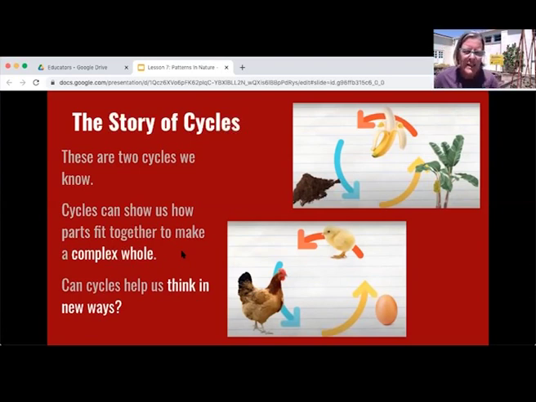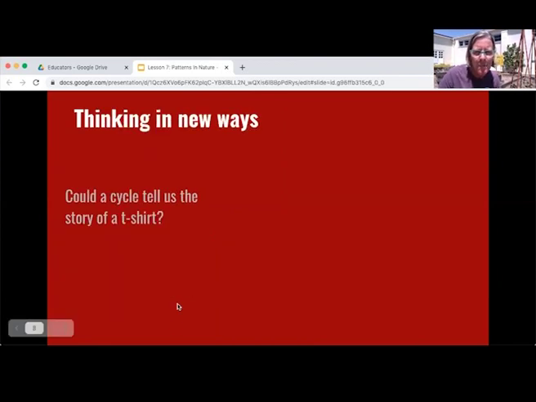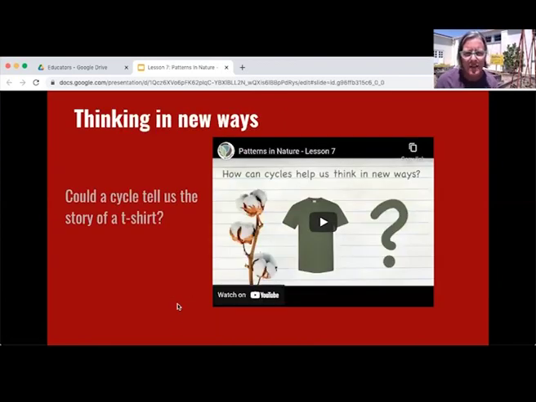And what I'm wondering is if we could use this sort of cycle thinking, circular thinking, to apply it to things that maybe aren't in nature really. Could it help us think about something in a new way? In fact, I'm going to share a video with you guys. We're going to watch it together when we try to apply the cycle of thinking, or the story in a circle, to a t-shirt. You might not know this, but t-shirts start their life as a cotton plant.